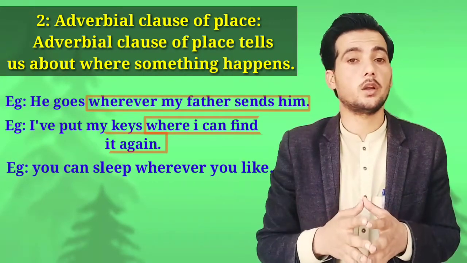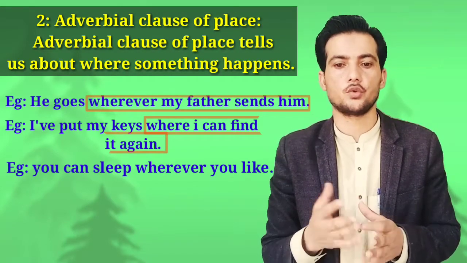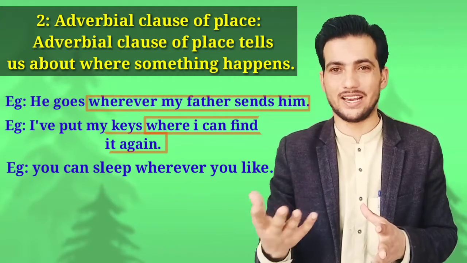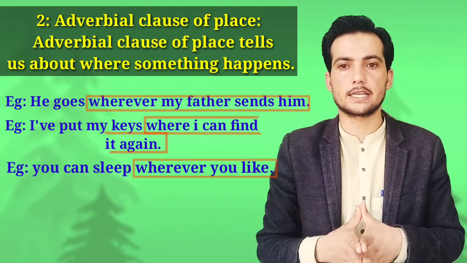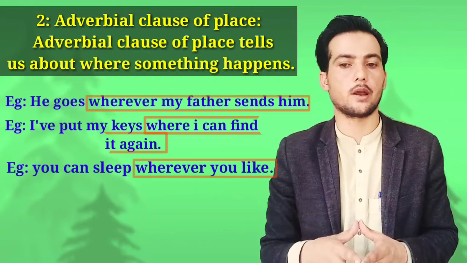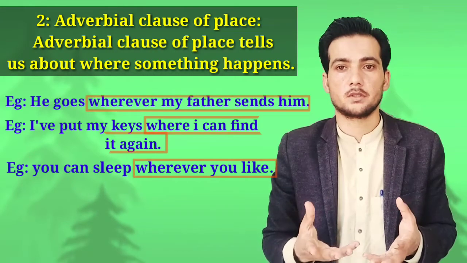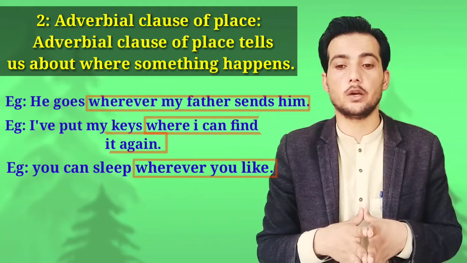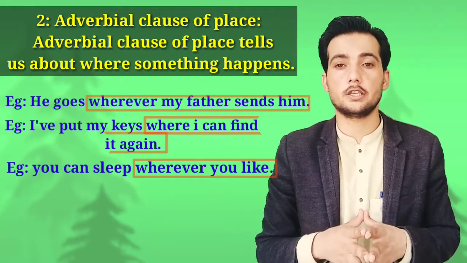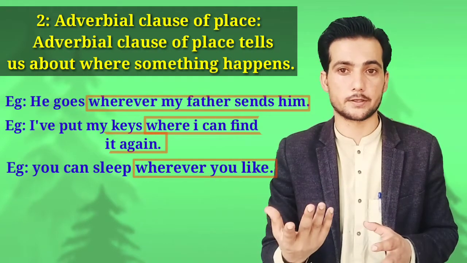You can sleep wherever you like. If you analyze this sentence, it consists of two clauses. You can sleep, it is the main clause. And look at the second one, wherever you like. It starts with a subordinating conjunction, wherever. And along with that, it consists of a subject, that is you, and a verb, that is like. So here, wherever you like is an adverbial clause of place, because it gives us more information about the verb, and it gives us information about the place.